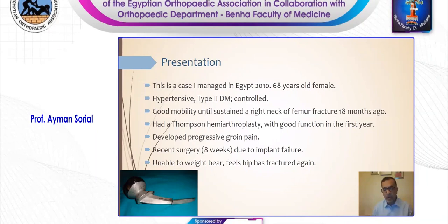It was noted that she had a metal failure, as witnessed by this picture of a failed Thompson prosthesis. She went back to the colleague who had done her index procedure, who revised this and advised her to non-weight bear for 8 weeks. But once she started walking, she was unable to walk and felt something fail or give in her hip.